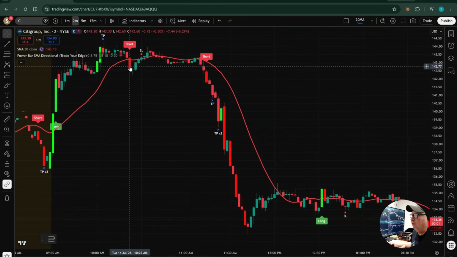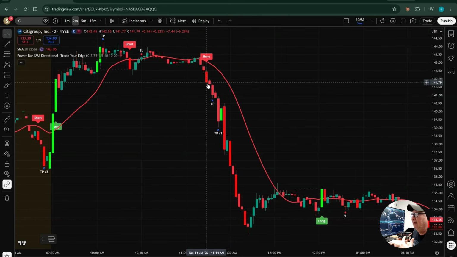You ended up with a short that would have been stopped out. And then you ended up with a power bar short here around 11:15 that at a minimum gave you 2 times your risk and profit. And if you were following this down with a stop, what I tell my traders is if you get an immediate move like this, first, this is what I call a waterfall trade. I have other videos on that.